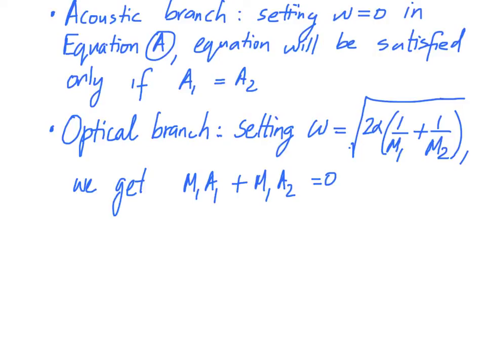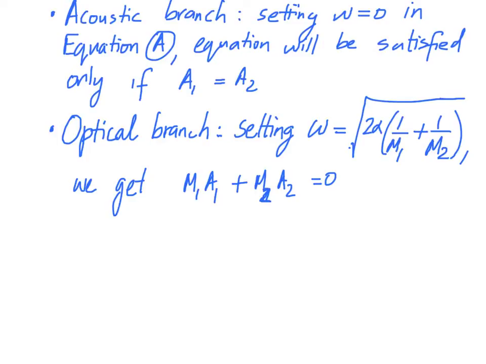So as q tends to 0, when you set omega to 0, we are talking about the acoustic branch. We require that A1 equals A2. On the other hand, if for q equals 0, you set omega equals this quantity, the square root of 2 alpha times (1 over m1 plus 1 over m2), then we get the equation that I just wrote down, which is m1a1 plus m2a2. I'm sorry, that should be m2a2 should be equal to 0. Now, if you assume that m1 and m2 are the same, then you can see that this equation implies that a1 has to be negative a2.